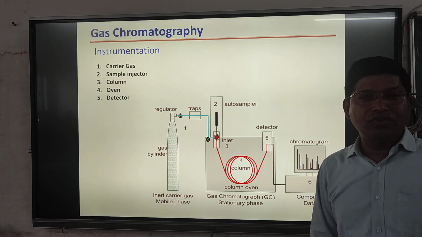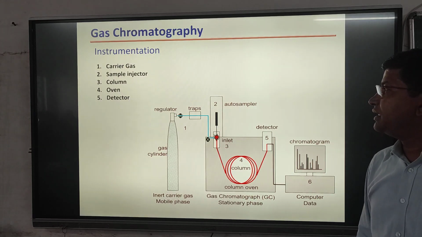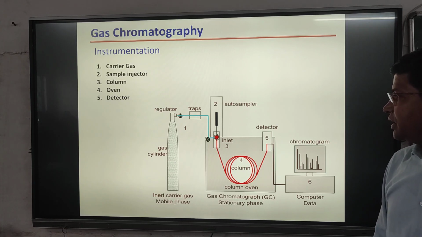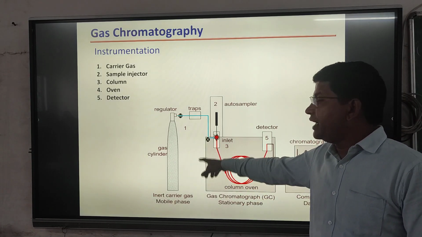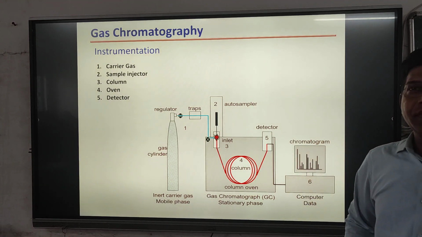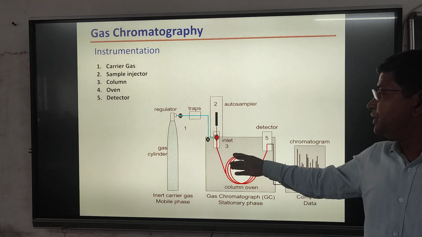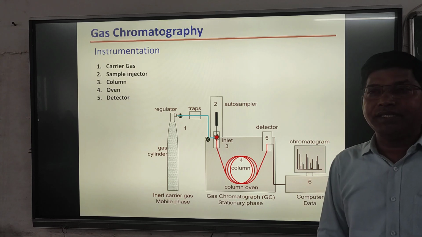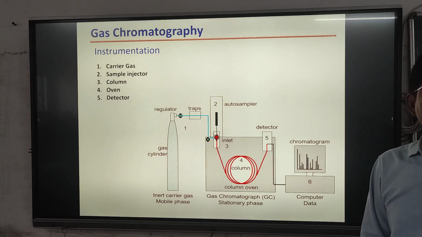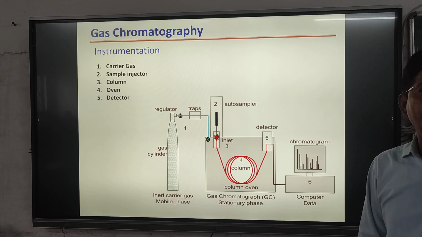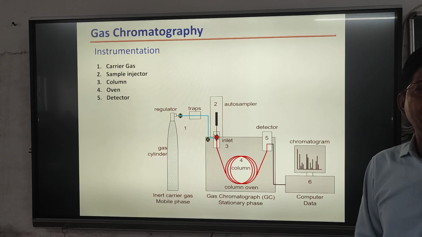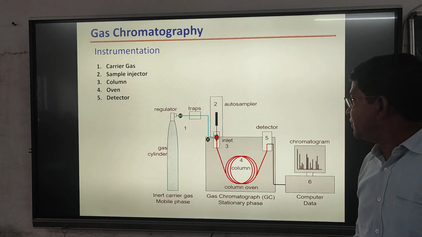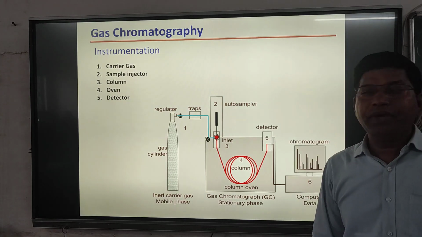Here we should know the carrier gas, sample injector, column, oven, and detector. Generally we use an inert gas. We can use hydrogen or helium as a carrier gas, but generally helium is preferred over hydrogen. We will see why we use helium as the carrier gas or mobile phase in gas chromatography. Then another unit is the sample injector.